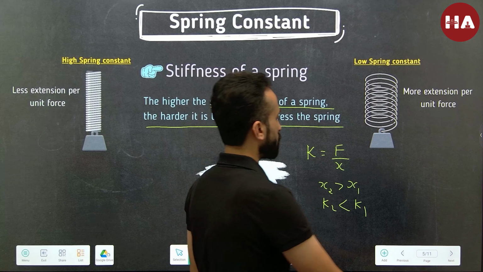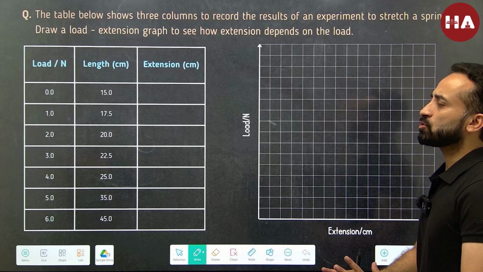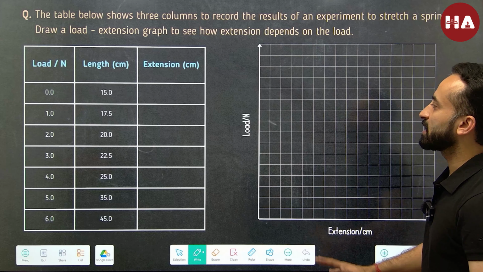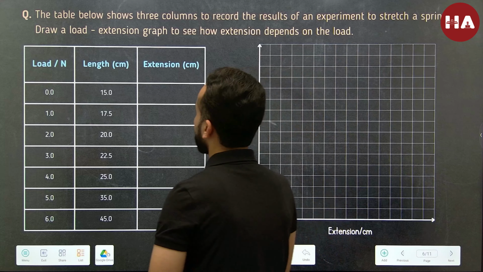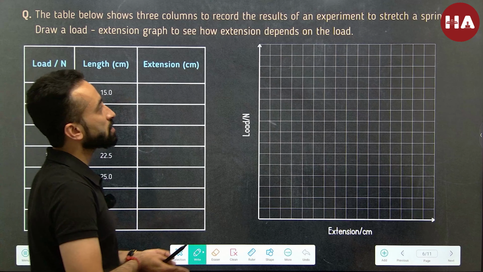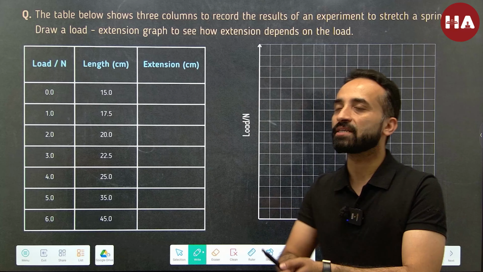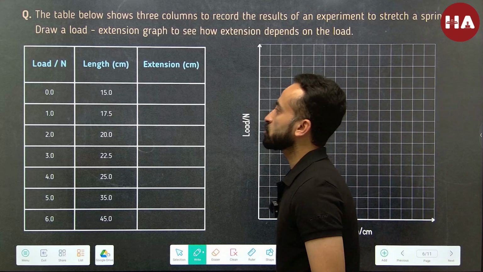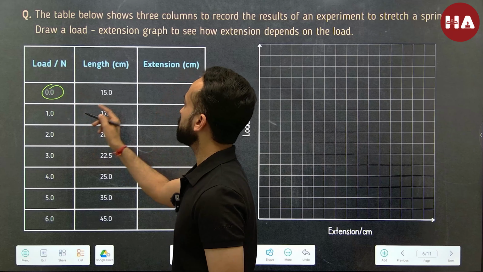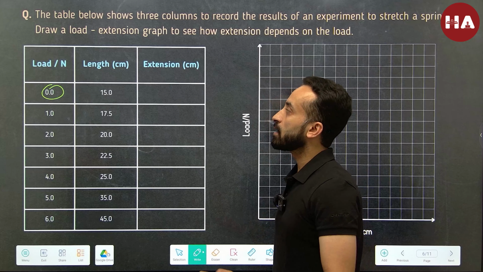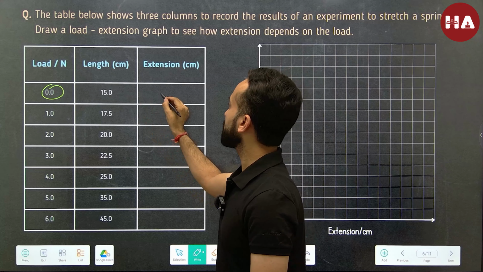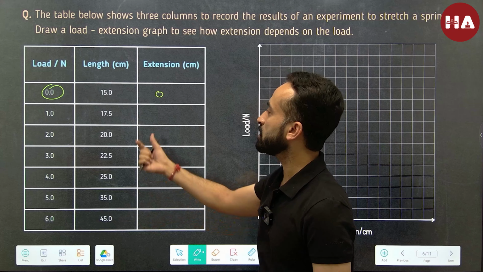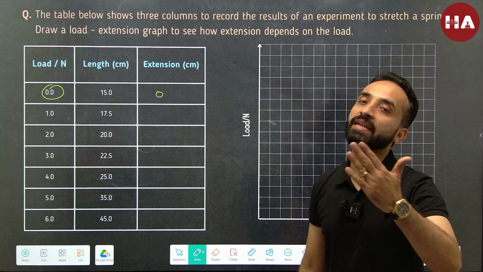Alright, so now let's do a very simple numerical to understand how this is going. The table shows 3 columns to record the results of an experiment to stretch a spring. Draw a load versus extension graph to see how extension depends on the load. So this is when there is no extension. This is the case when there is no load and therefore no extension, and we can say that the extension is therefore 0 centimeter, and this represents the natural length of the spring.